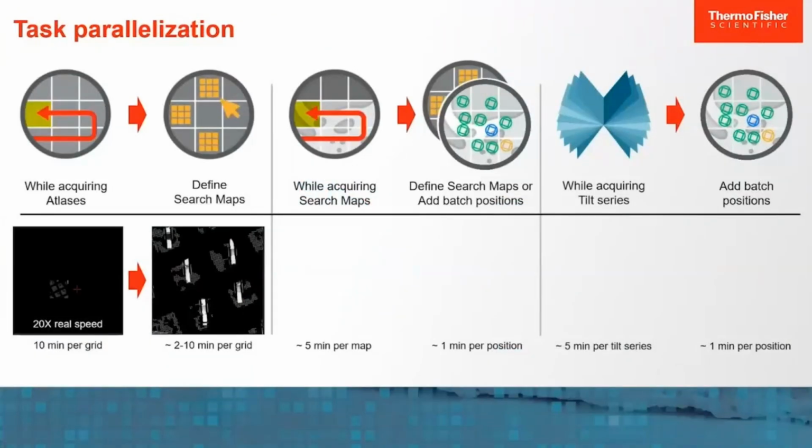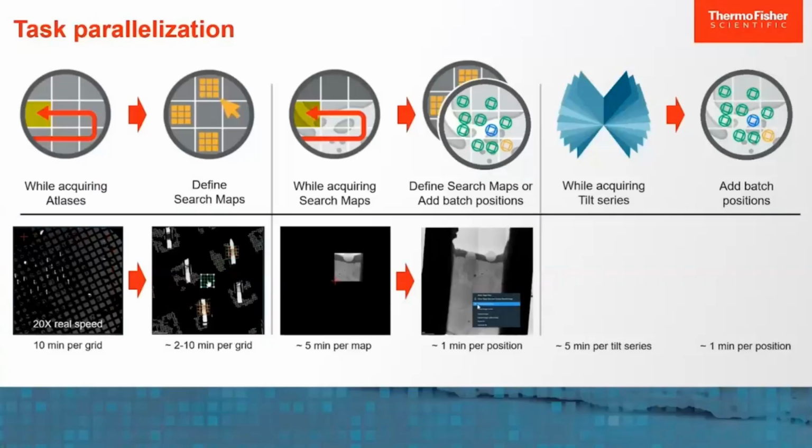Task parallelization is all about enhancing the efficiency of your tomography experiment while you set it up. So while acquiring a grid atlas, and that is what you see happening on the movie on the lower side, one can already start thinking about defining the search maps at a higher magnification. Basically, looking to the best possible lamella that you have created in the Arctic. That's one synchronization step. The other synchronization step is at higher magnification.